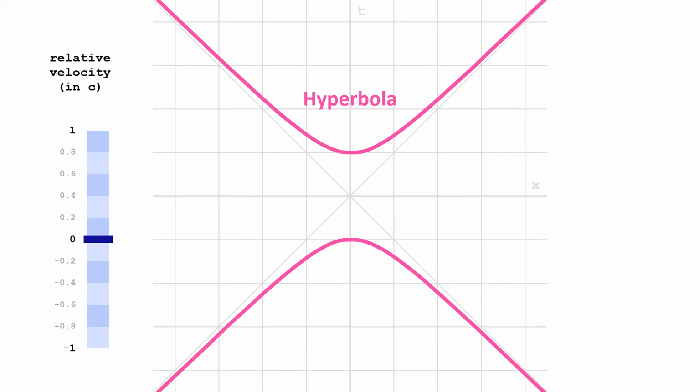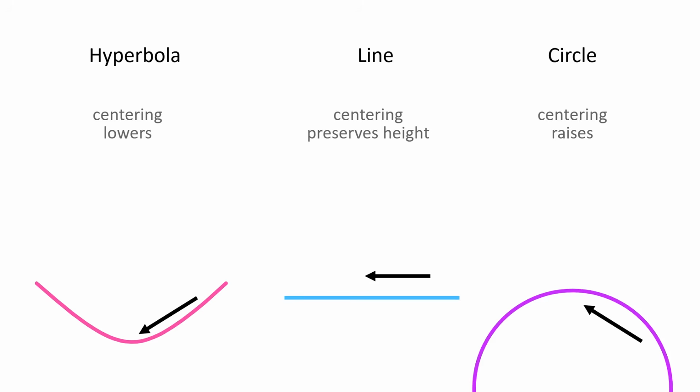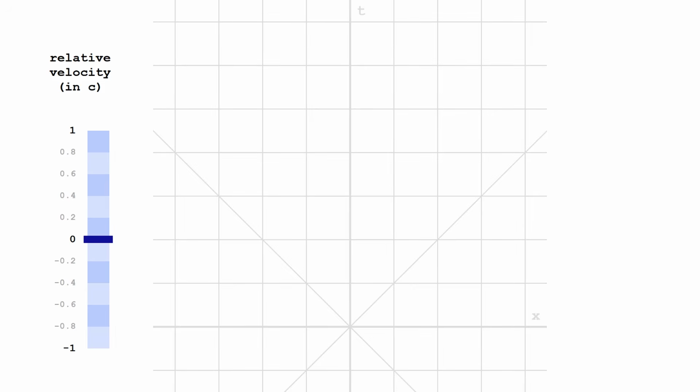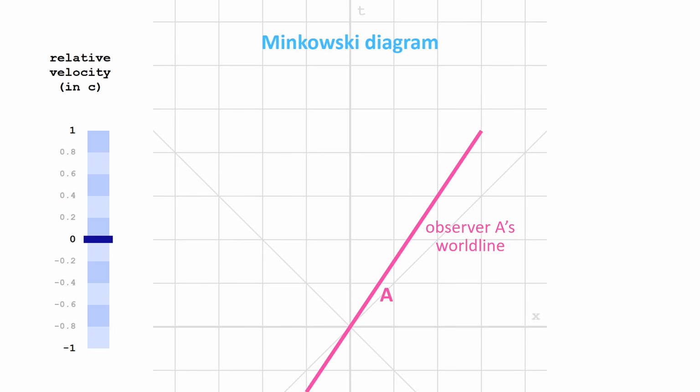A hyperbola is in a sense the opposite of a circle, since bringing points to the center lowers them instead of raising them. Now let's take a look at how it's actually used in relativity. In this context, the graph is known as a Minkowski diagram, and the lines representing objects are called world lines. Each point on the diagram represents an event, basically just a time and place at which something can occur.